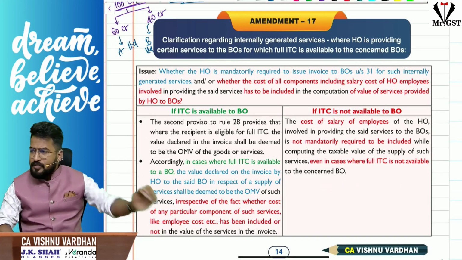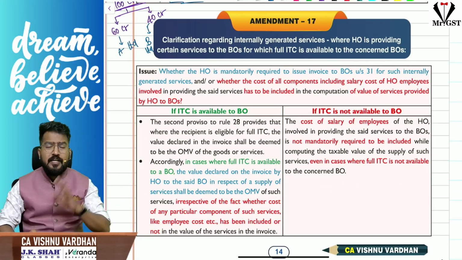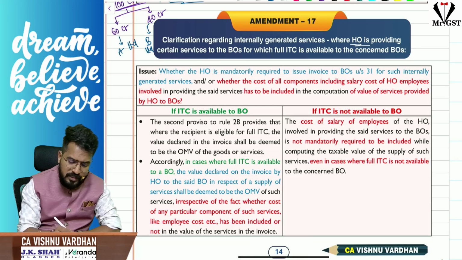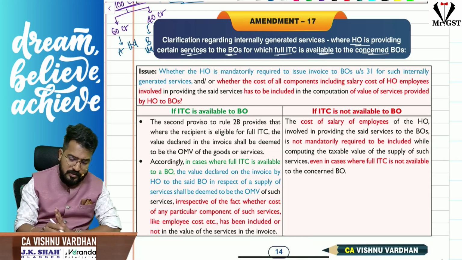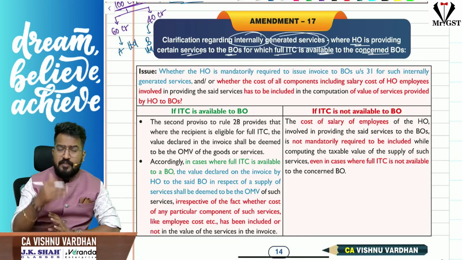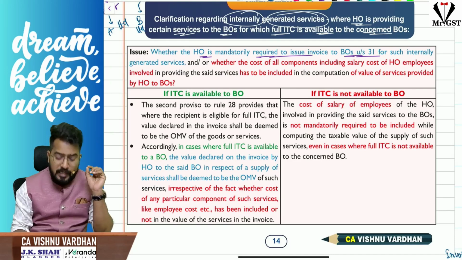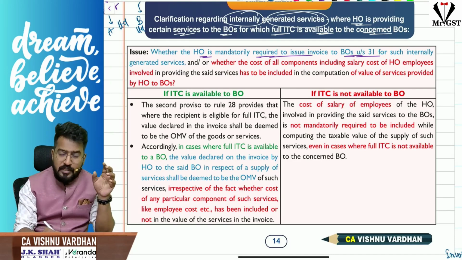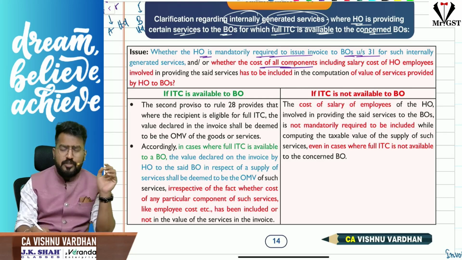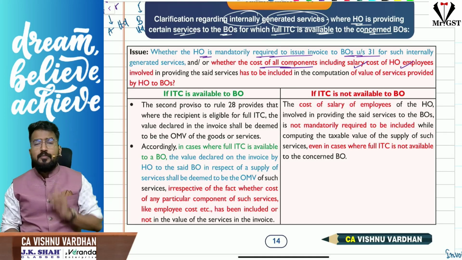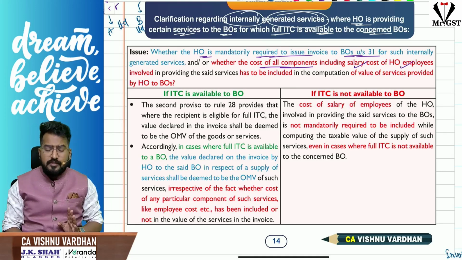So the next one, if you see, is the clarification regarding the services provided by head office to branch officers. Where head office is providing some services to branch officers for which full ITC is available to the concerned branch officers, these are internally generated services and for that there are invoices issued. Here the problem is, the head office is raising the invoice for the services provided to the branch office. In that invoice to the branch office, whether the cost of all components, including the salary cost of the head office employees who are involved in providing the service, should also be included in the invoice. That is the doubt.